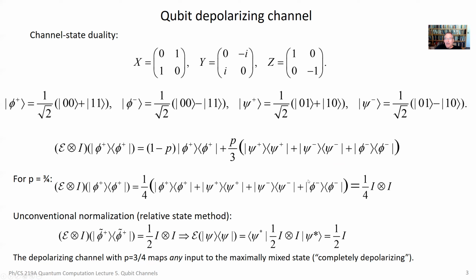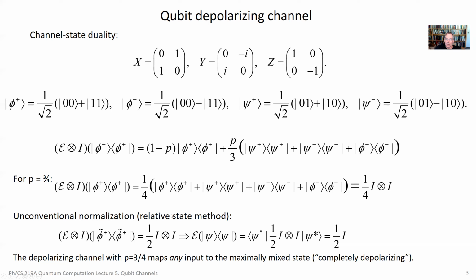Now, notice there's something special about the case P equals 3/4. That's the case in which the error occurs with a total probability of 3/4. So in other words, an X error, a Y error, and a Z error all occur with probability 1/4. And the case where nothing at all happens also occurs with probability 1/4. So in that case, when we let our channel act on the first qubit and the identity on the second, the maximally entangled input state, this projection onto phi plus, becomes this equally weighted mixture of our four basis states.